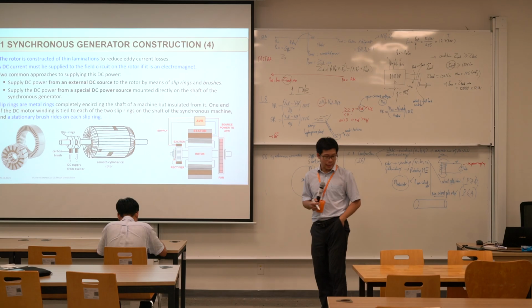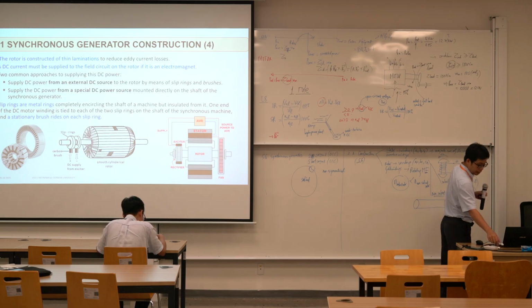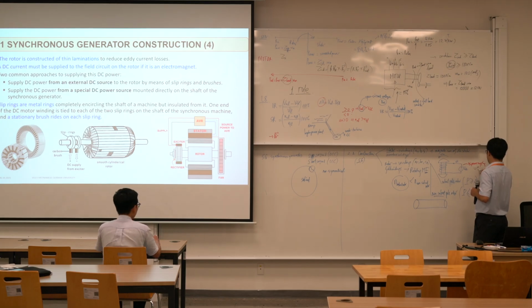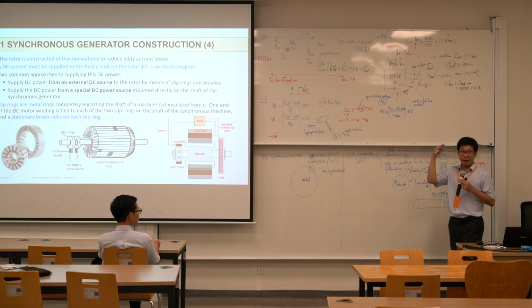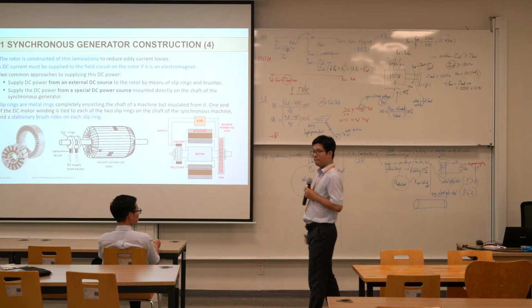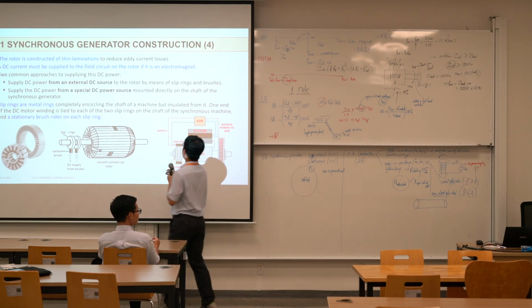So how can we get the external DC power supply? Maybe we use a battery. Okay, with a battery, you can supply the DC current into the rotor winding. But this way is not good, because sometimes the lifetime of the battery is reduced and the battery loses energy. Skip it. We don't use a battery. Battery is like the backup method, the backup solution.